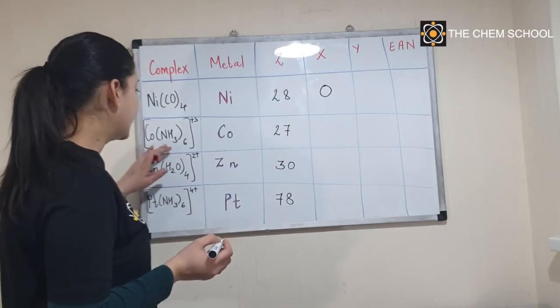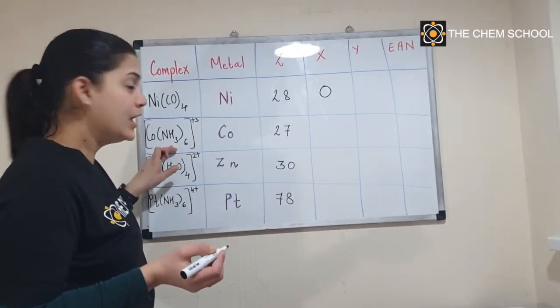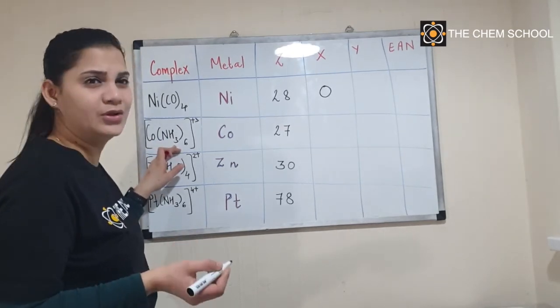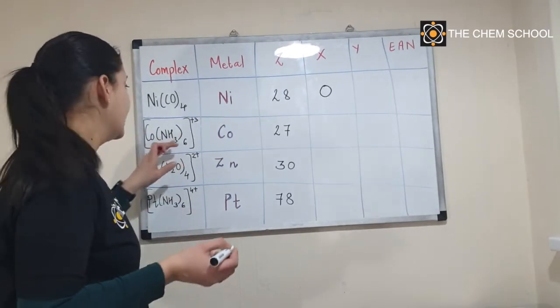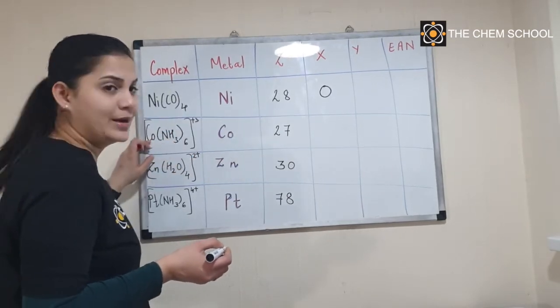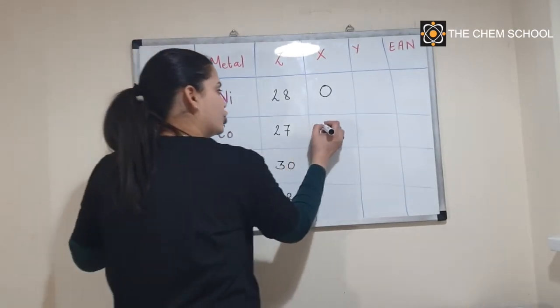In the next case, again, this is ammonia. Ammonia is also a neutral ligand, right? So the charge of ammonia is going to be 0. So the overall charge is going to be the charge of your metal. So the charge plus 3 goes to your metal. So the oxidation state of cobalt is going to be plus 3.